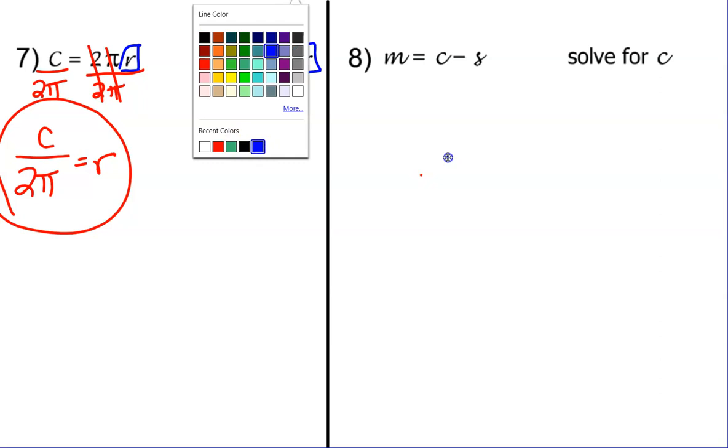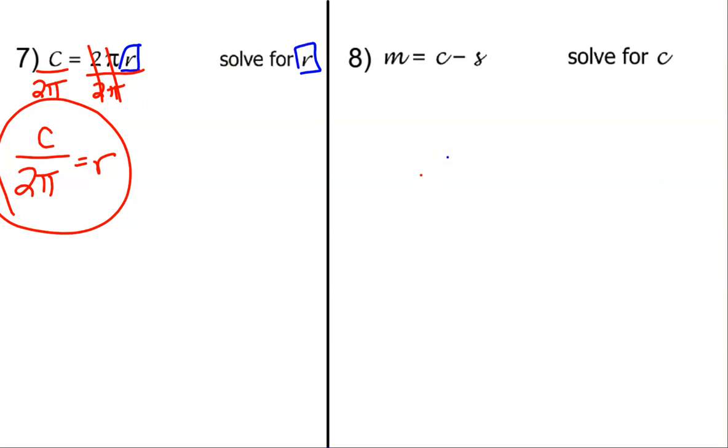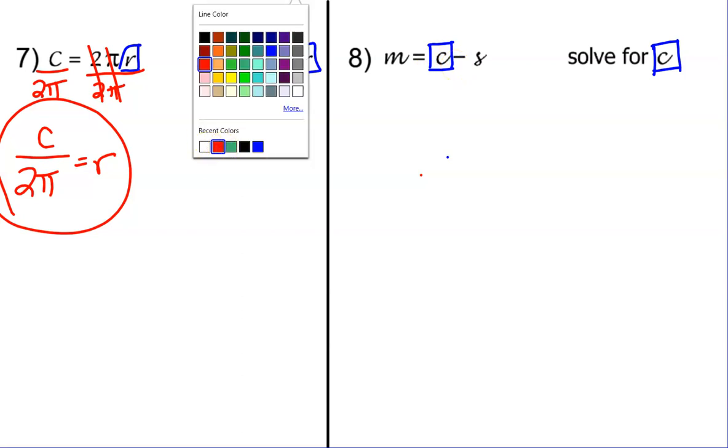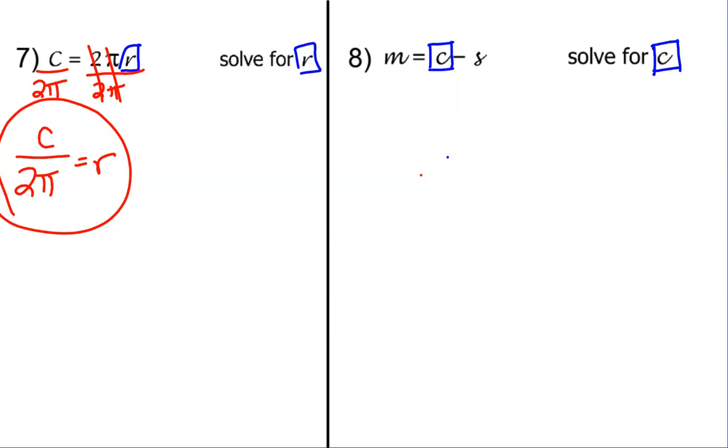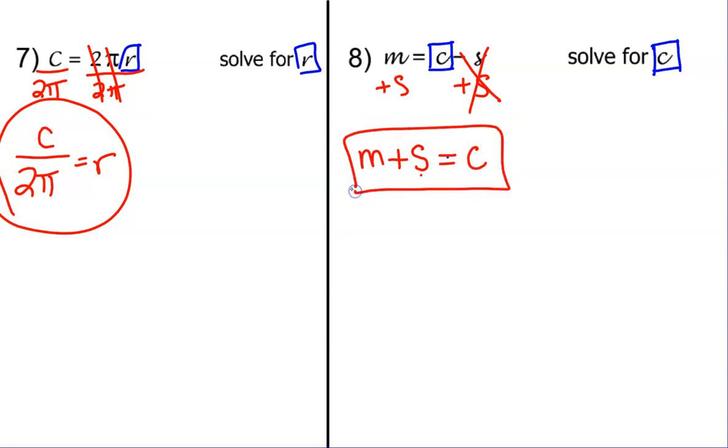All right, move on over here. I have m equals c minus s, so that's a lot of variables. It specifically wants me to get c by itself, so I'm going to draw a box around that. All right, what is being attached to the c? There is an s. How is it being attached? By a minus sign. Okay, so to move that over, what are we going to do? We're going to add it over here. Negative s plus s cancels out. So here I don't have numbers to combine, so it's just going to stay m plus s equals c. And my variable is by itself, and we are done.